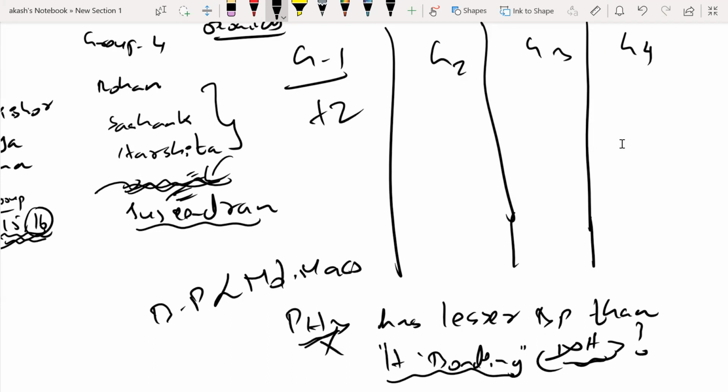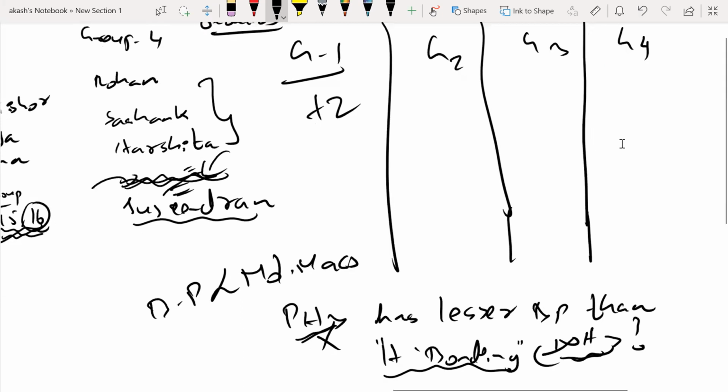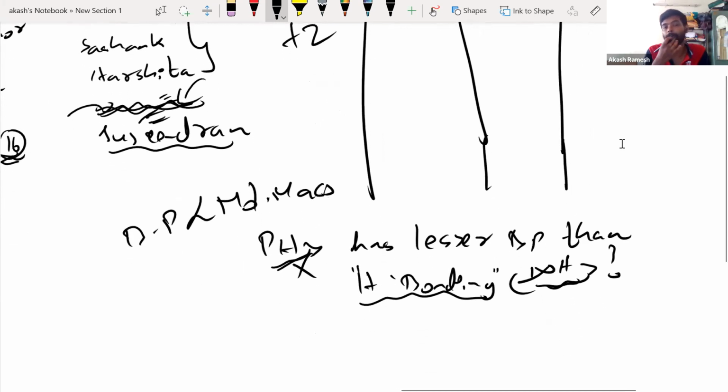The textbook says that after arsenic, the boiling point decreases to antimony and bismuth. Sir, is there any reason why? After arsenic, the boiling point decreases. Yes, the melting point decreases. Melting point decreases. Okay.